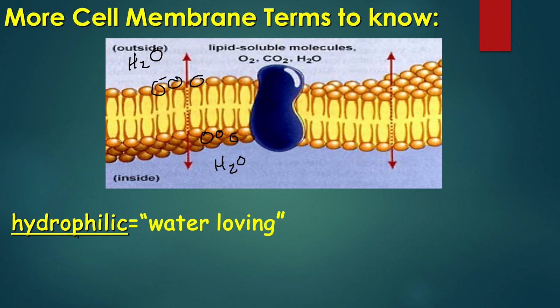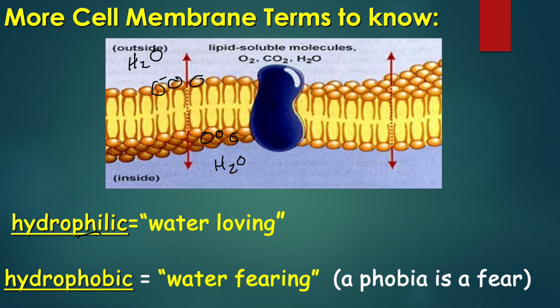Again, they're hydrophilic. The second term is hydrophobic, water-fearing. If somebody has a phobia of something, meaning they're afraid of something. So the tails do not like water. And you'll notice the tails are inside. These represent the tails. And they face one another away from the watery substance. Again, your watery substance is out here, and the tails are inside away from that.